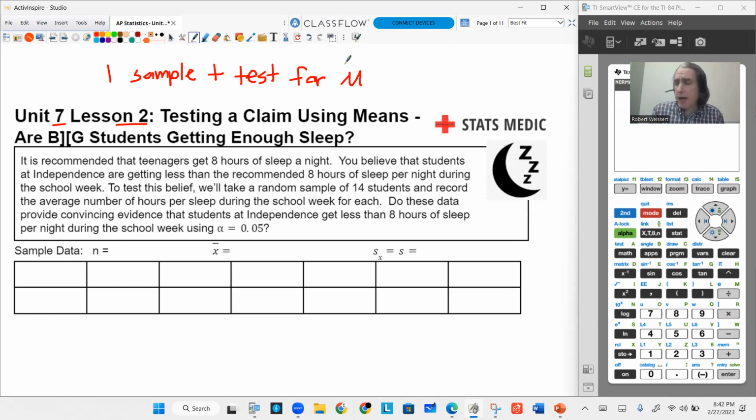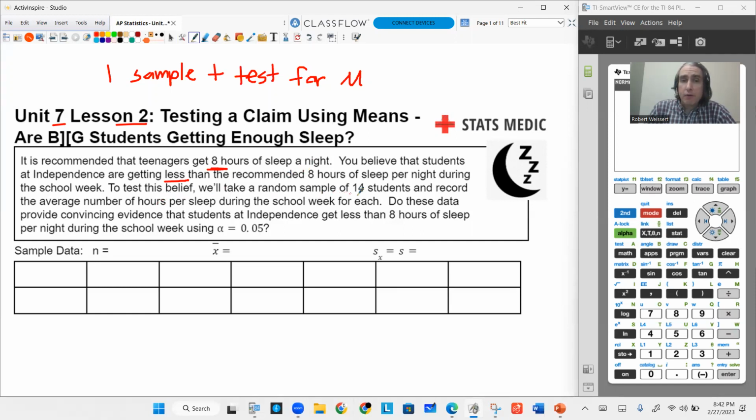So let's suppose we have a scenario where we're trying to test to see if students are getting enough sleep per night. So this question here is recommended that teenagers get 8 hours of sleep per night. Okay, that's kind of like your null. You believe that students at Independence are getting less than. So alternative is going in the less than direction. We want to test this belief.